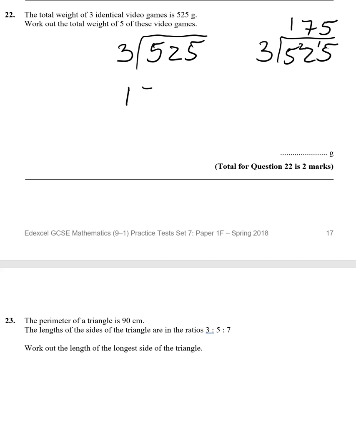So therefore we need to do 175 times by 5. 5 times 5. 5 times 7. 5 times 1. So actually your answer is 875. So actually 2 marks at the end of the paper just for a bit of division, bit of multiplying.